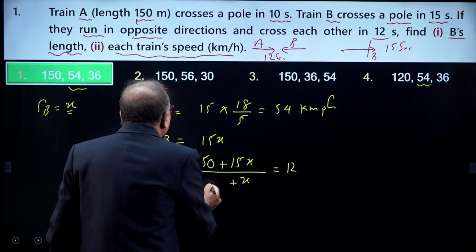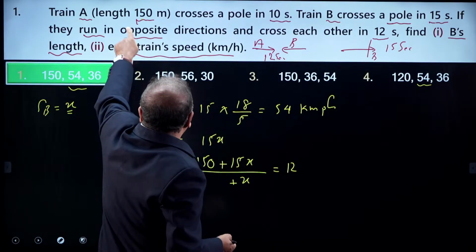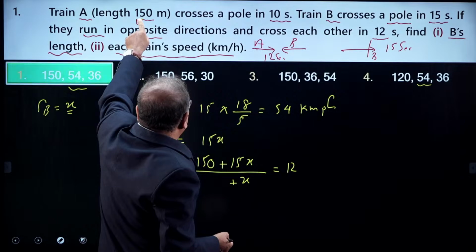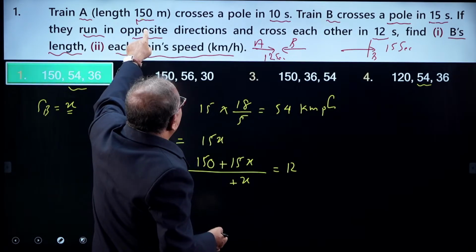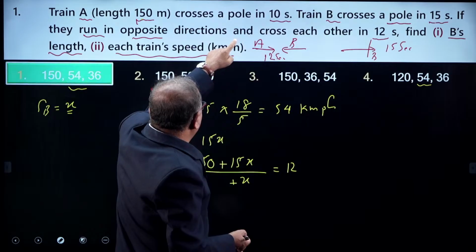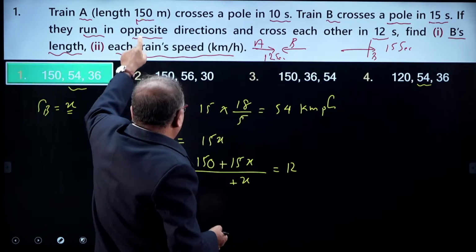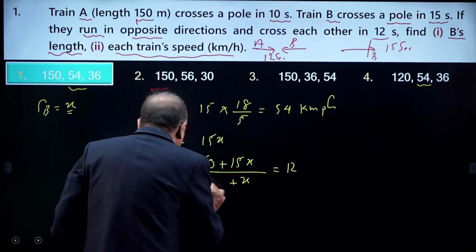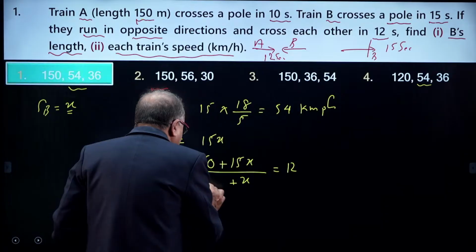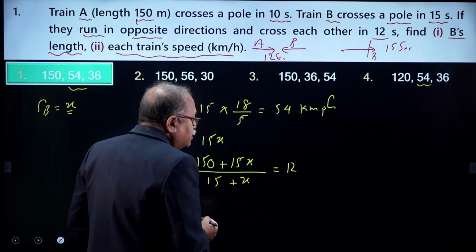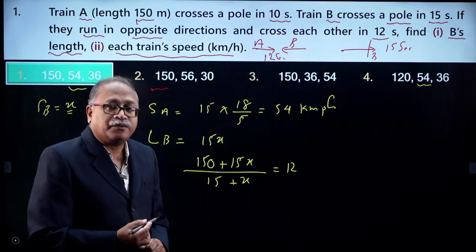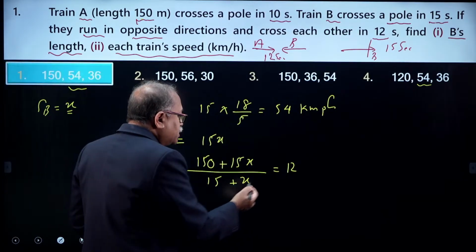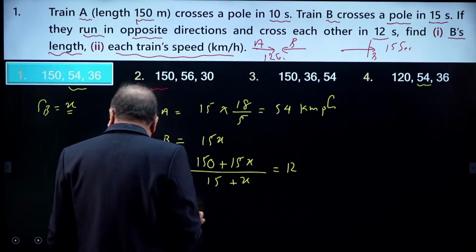So here it is 150 meter, 10 seconds, so that is 15. So here it comes 15. Beautifully done. So that is 15 plus x, which is equal to 12. So by solving this, you see that this is 180.